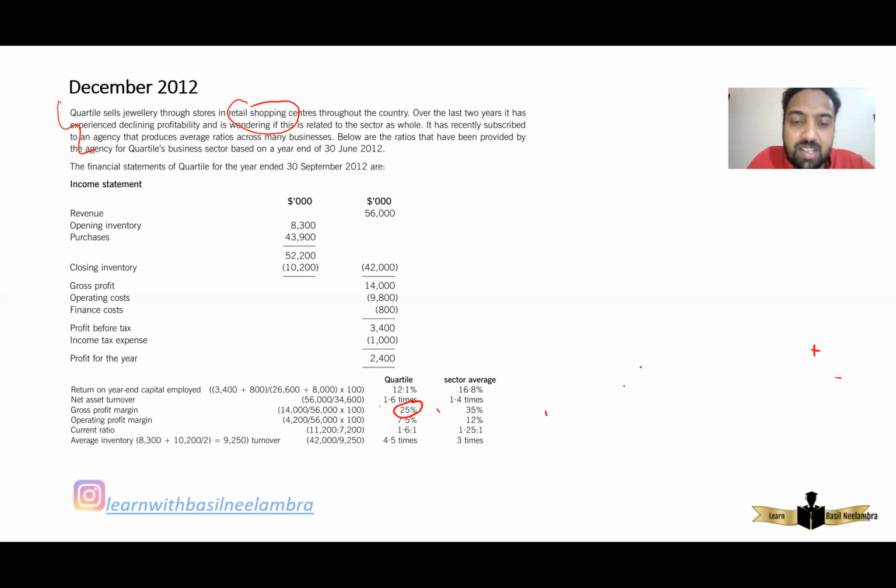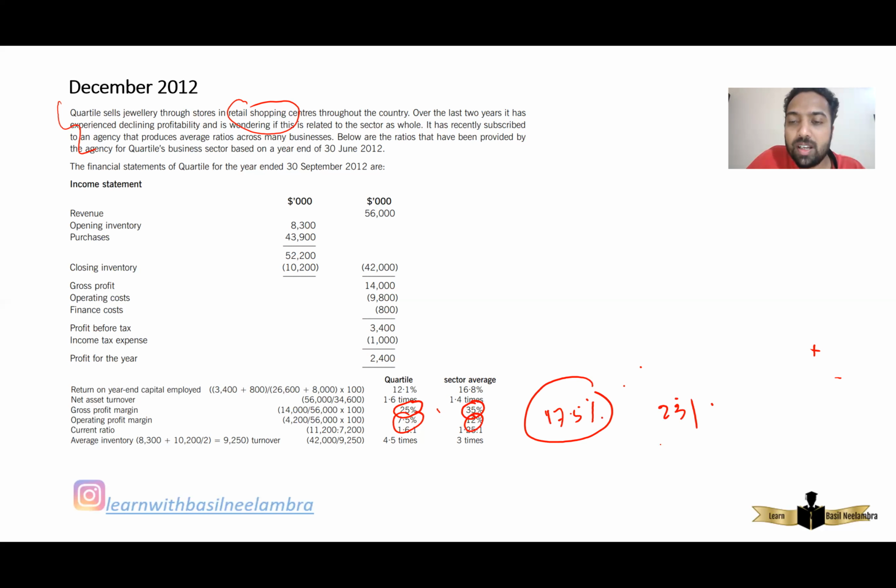Operating profit margin is 17.5. So what is the difference? The difference between gross profit margin and operating profit margin is the indirect expenses: overhead, selling and distribution expense. Don't bother about finance cost. For the sector, it is 35 and 12, that is 23 percentage.